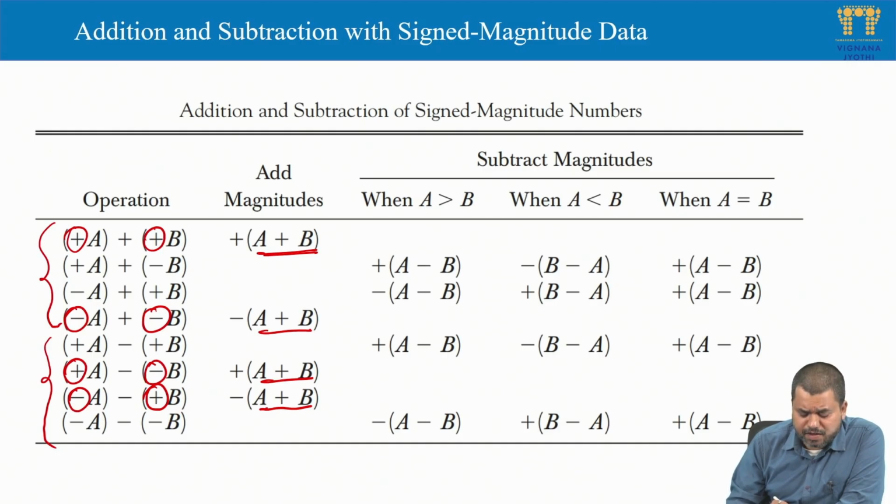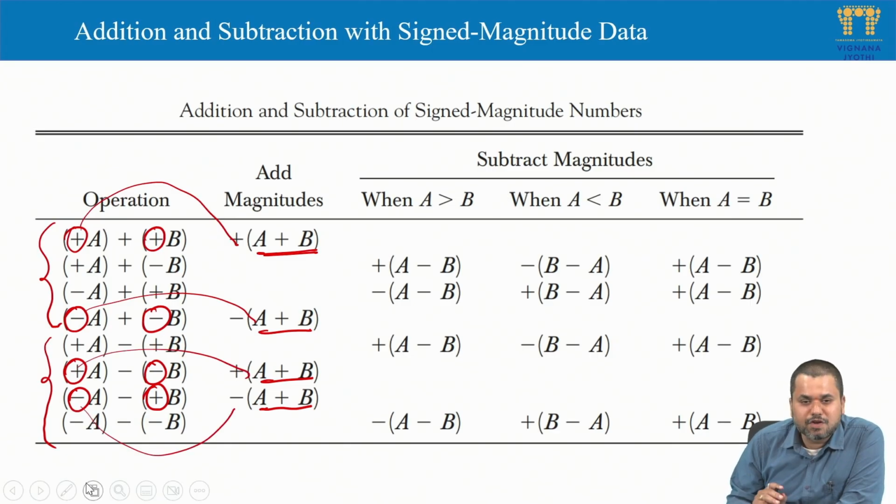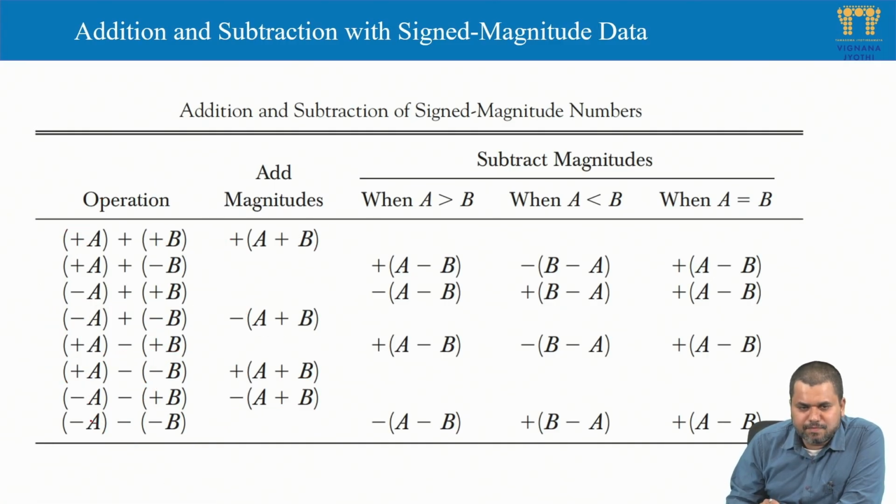If we take the reference as A, what we are trying to do here is that the sign of the result is nothing but the sign of A. You can observe here, the sign of the result is nothing but the sign of A in this case, and in this case also. So this is the first interpretation. In case of addition, if the signs are the same, or in case of subtraction, if the signs are different, we add these two numbers and keep the sign as the sign of A.